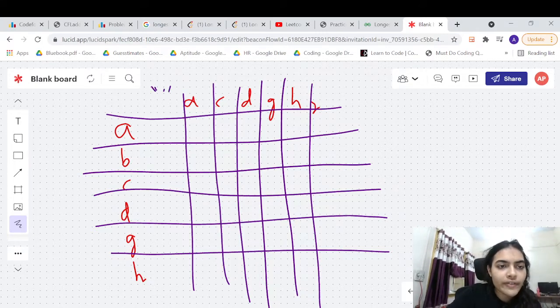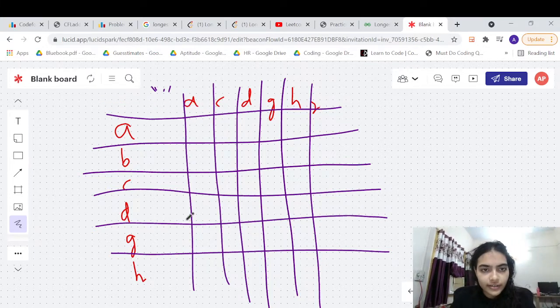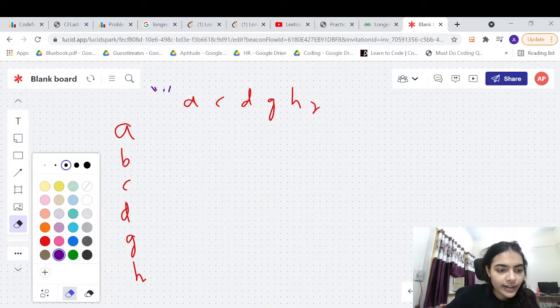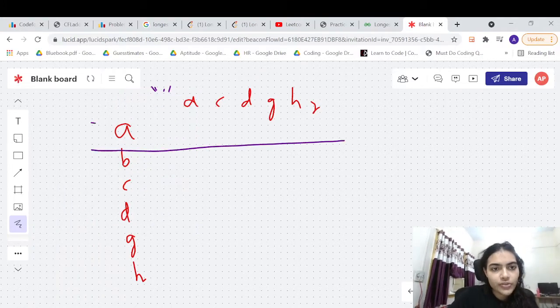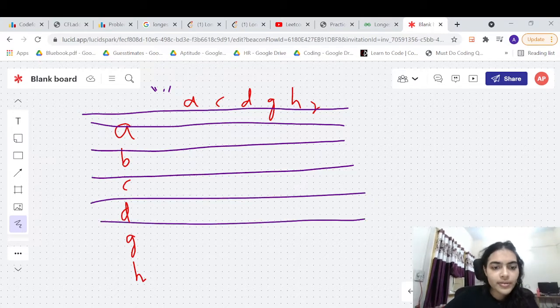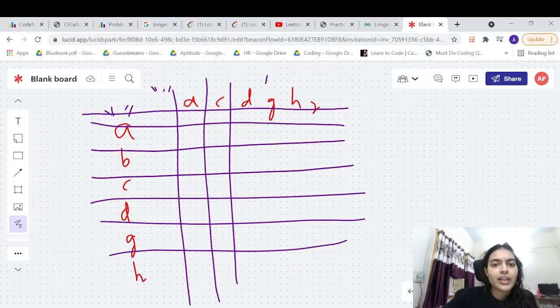We are always considering the first as an empty string, and we'll try to find the answer for the remaining string. I have not given appropriate space, so let me just delete it and give appropriate space for the empty string also. Okay, should be fine now. So this is an empty string.